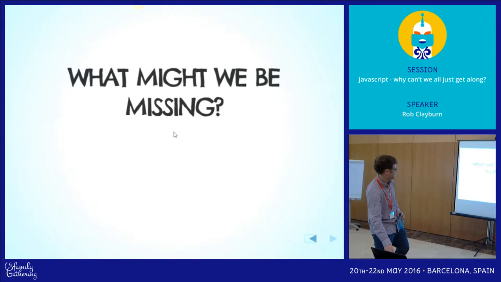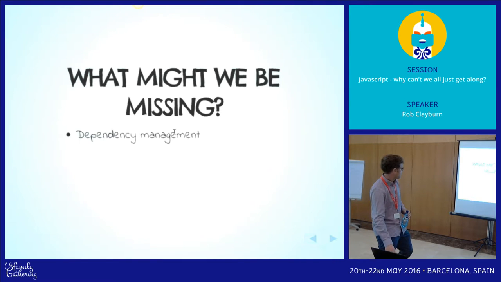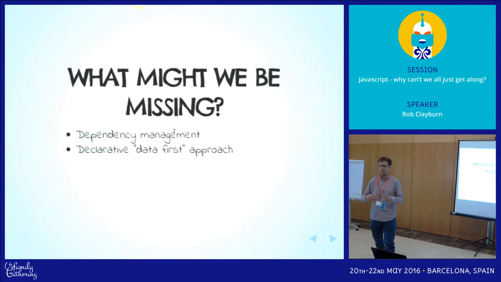What might we be missing? If I was to start Fabric again, this is how I'd look at it. I'd want dependency management. I want to make sure that when I am calling one file, another file will be loaded, and it'll be the right file. I'd want a declarative data-first approach. I wouldn't want to be messing with the DOM. The DOM, that's for the template people, for the end user, the developer, the designer. I just want to have something that controls my data, that describes my application state.